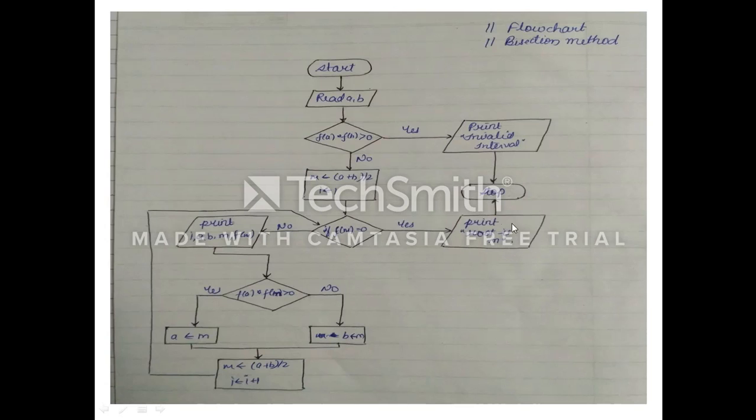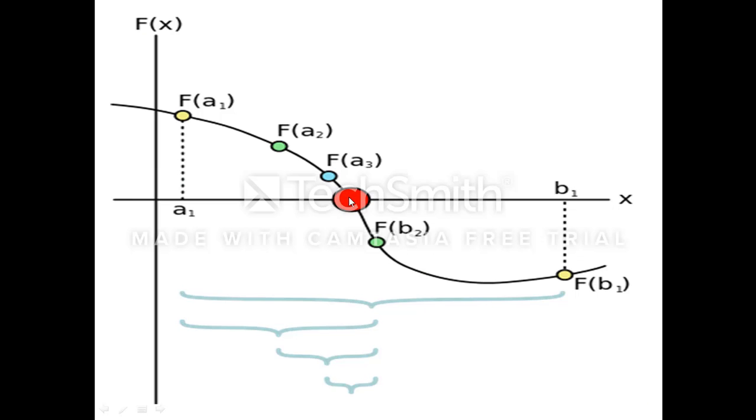If yes, then m is the root and we have to stop the program. But if not, then we will find f of a into f of m, because if m is not the root, that is, if m is not the red point, then it means that the value we obtained as m lies either on the left side of the original root or on the right side of the original root.